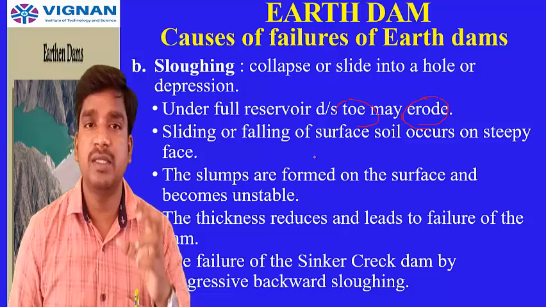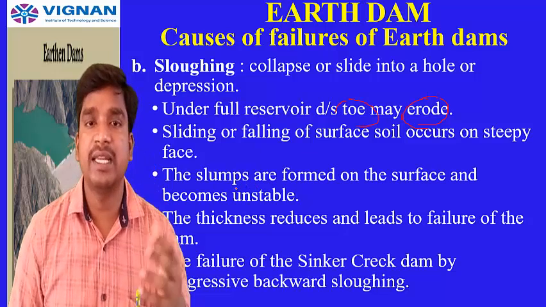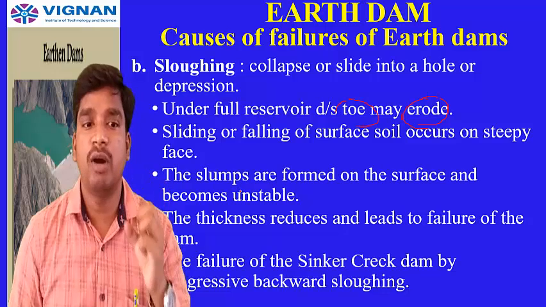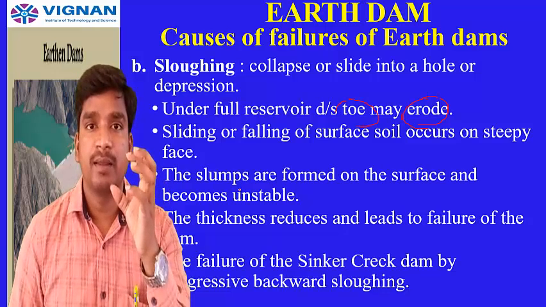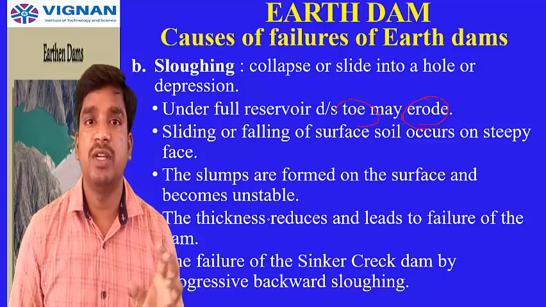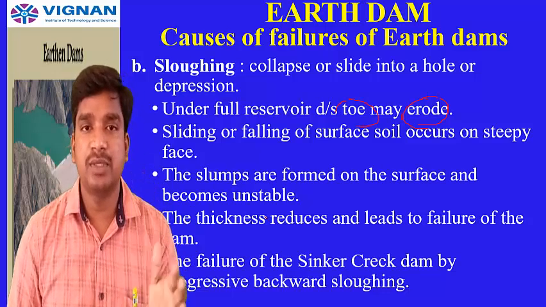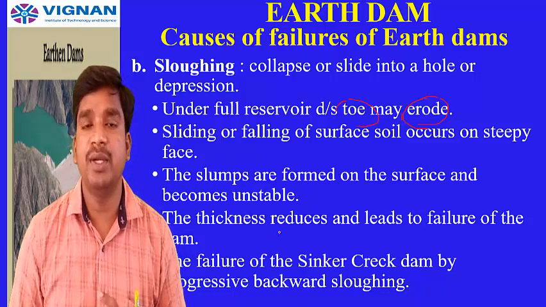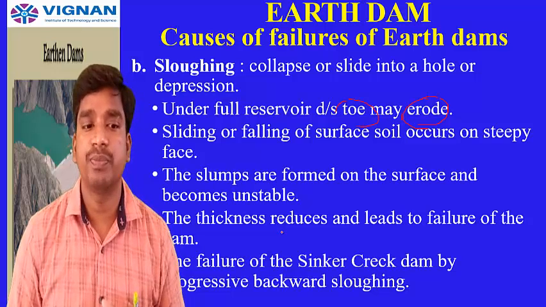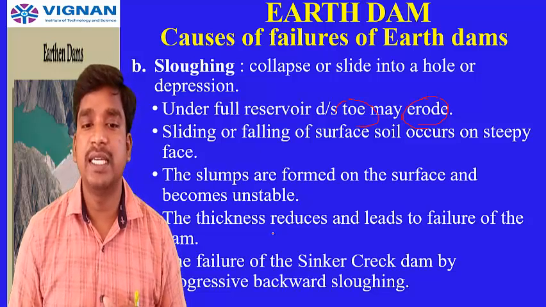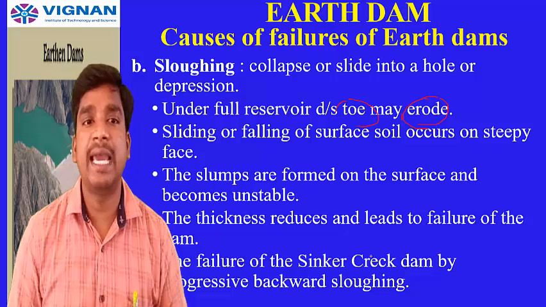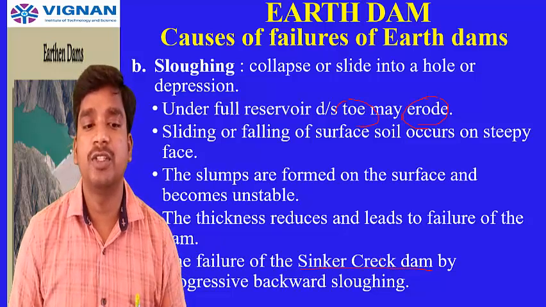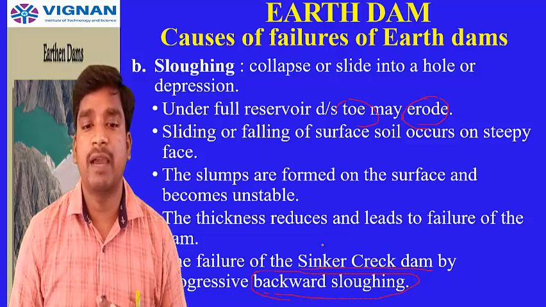So this sliding or falling will occur, and after that what happens? The sliding will simultaneously increase to slumps. Slumps will form and these slumps are very unstable. At any time they may slide down gradually. As the slumps form and slide down, the thickness of the dam will reduce. If the dam thickness reduces, what happens? It may lead to failure. Okay, so the failure of Sinker Creek Dam. Here one case study is given. The failure of Sinker Creek Dam is because of backward sloughing. Just now we discussed it in the figure. So this one is backward sloughing.